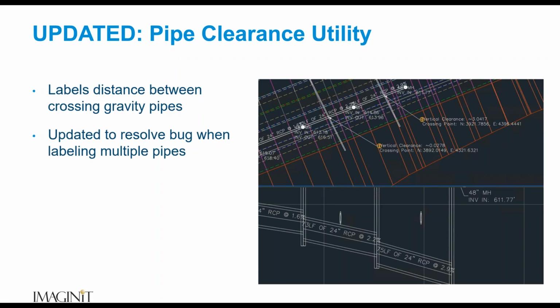We updated the pipe clearance utility, right? And this is one that's had somewhat of a persistent bug in it for a while now, in that if you labeled 2 or more pipe crossings, the note displayed would all be the same. So we have fixed that. Thank you to everybody who reached out to us. It took a while to find it and fix it, but that has been resolved now, so that you can label as many different pipe crossings as you want.